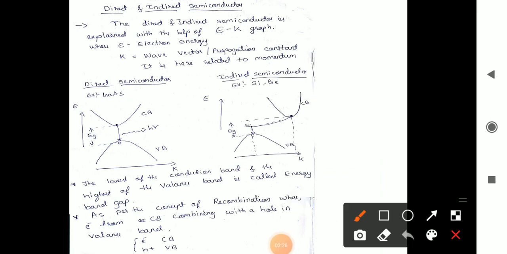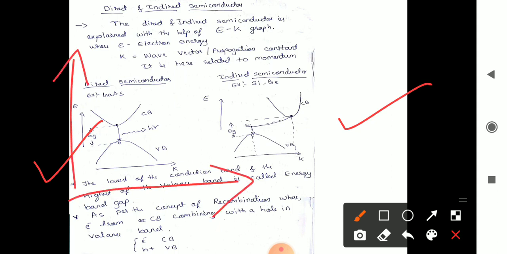Direct and indirect semiconductors are explained with the help of the E-k graph, where E is the electron energy and k is the wave vector or propagation constant, which is related to momentum. You can see the graph of a direct semiconductor and an indirect semiconductor. On the y-axis we have energy, and on the x-axis the wave vector k, the propagation constant. The indirect semiconductor graph is the same: energy on the y-axis and propagation constant k on the x-axis.